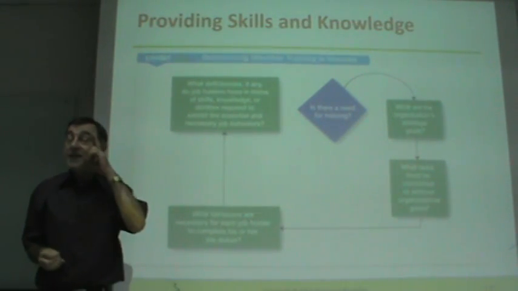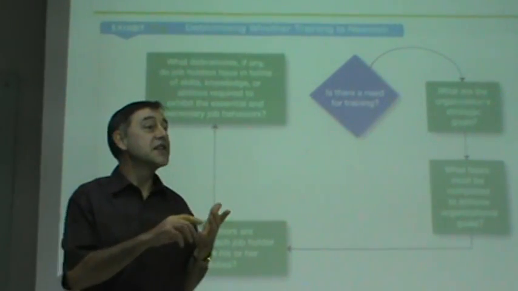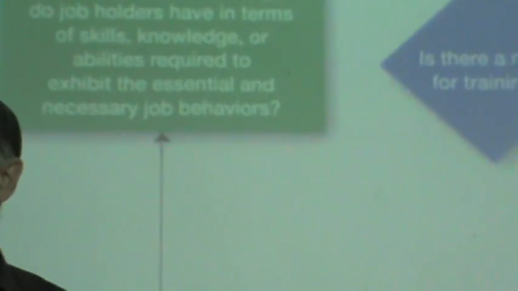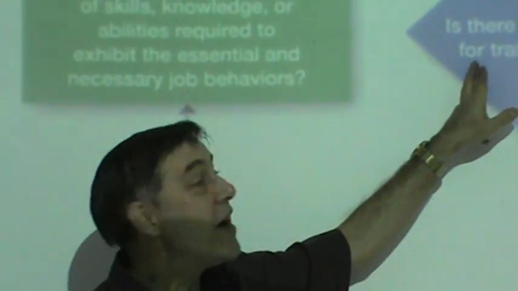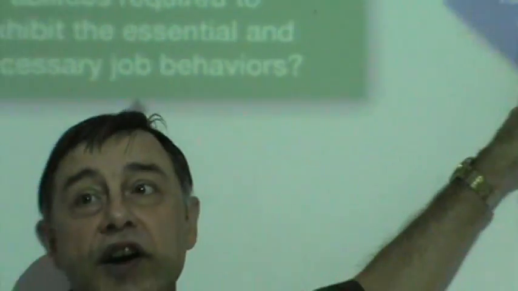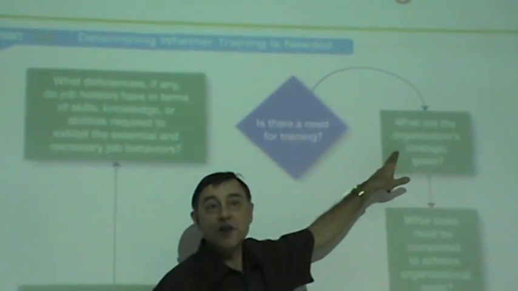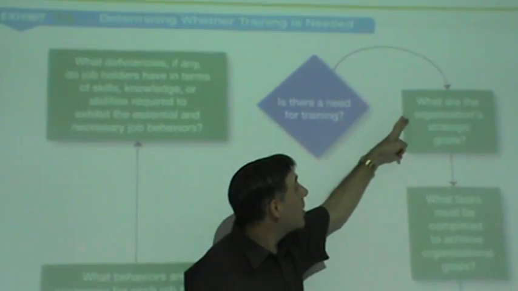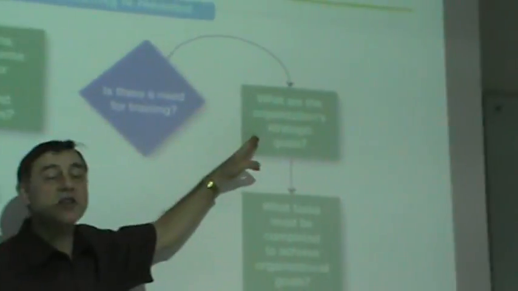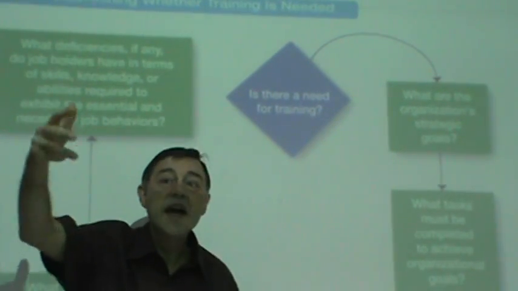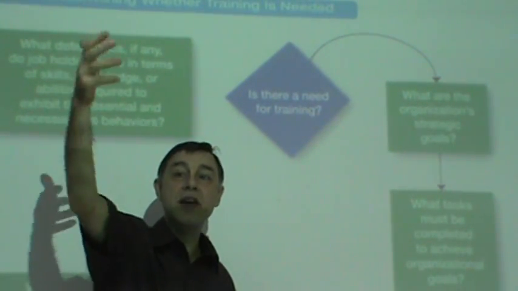So, that's training. It improves skills, abilities, and knowledge in order to be able to do a better job. You begin with a simple question. Is there a need for training? And you answer by first focusing on, hey, what are the organization's strategic goals? You want to know what you want to be, and you want to know where you're heading.